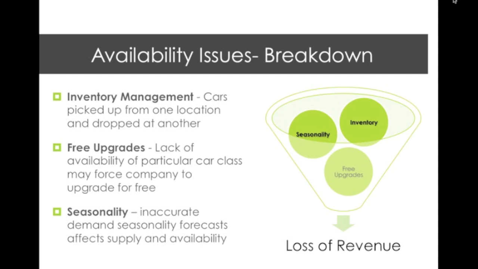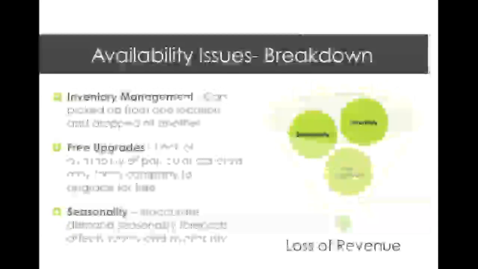Getting the type of car a particular customer wants is no easy task for a car rental company. They have to deal with inventory management: cars are picked up from one location and dropped off at another. Free upgrades: lack of availability of particular car classes may force the company to upgrade for free. Seasonality: an inaccurate demand seasonality forecast affects supply and availability. These three factors can all contribute to loss of revenue for a car rental company. So the solution for all these problems?